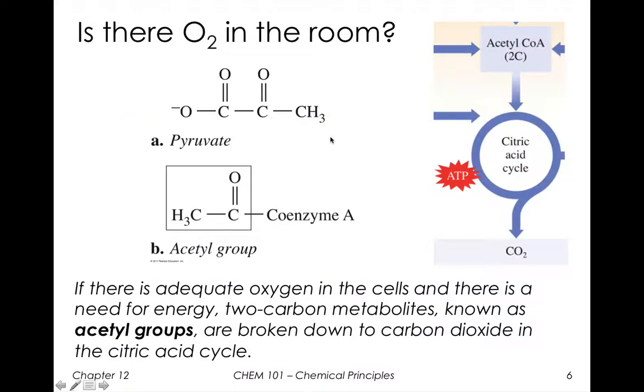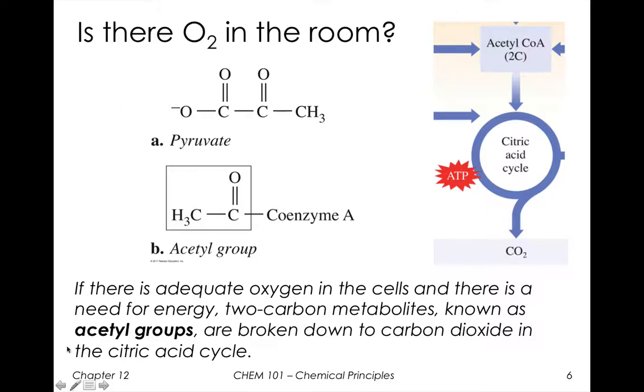So what we do with pyruvate is generally dictated by whether or not there's oxygen in the room. And here's the structure of pyruvate. That is the product of glycolysis. What we do with pyruvate is determined by whether we're operating under aerobic or anaerobic conditions. If there's adequate oxygen in the cells, we're operating under an aerobic environment. And again, there's the need for energy.